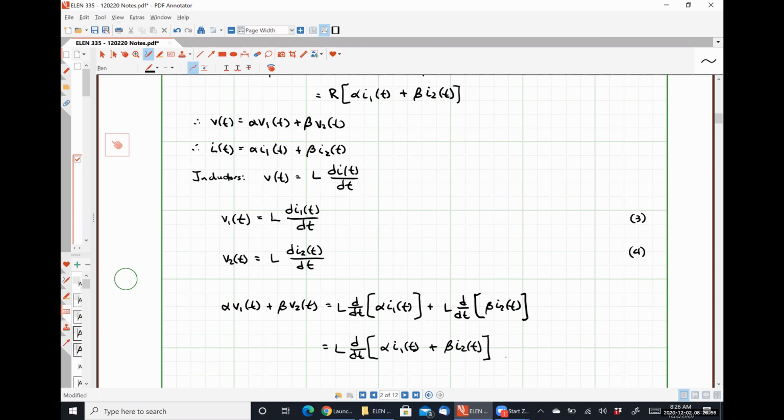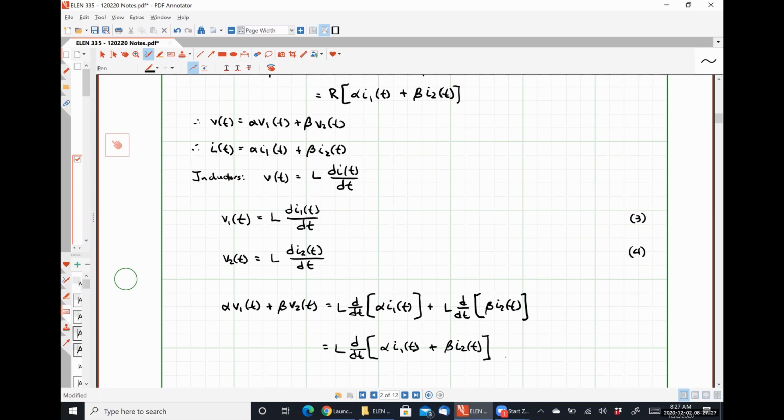So all I've done here is, instead of taking the derivative of each of the signals individually, I'm now taking the derivative of the sum of the scaled signals. Is there anything mathematically wrong with that? Not at all, right? The derivative of x squared plus the derivative of x is the same as the derivative of x squared plus x. There's no mathematical fouls going on.